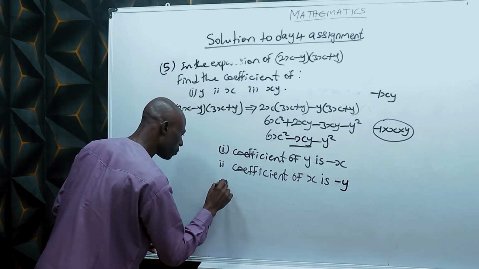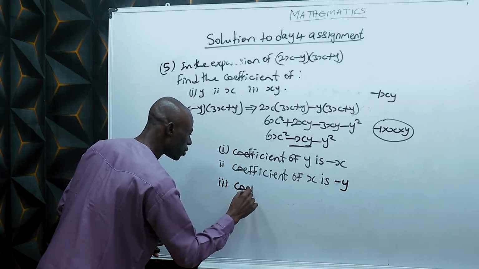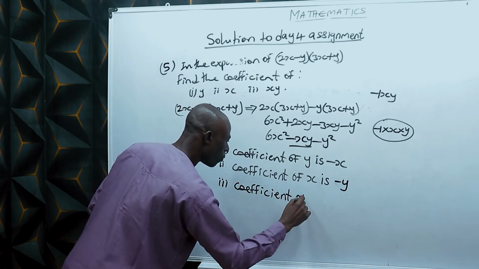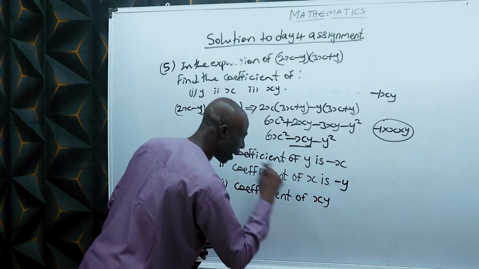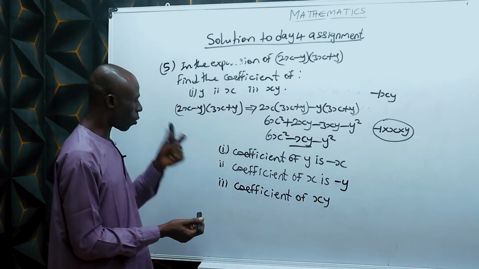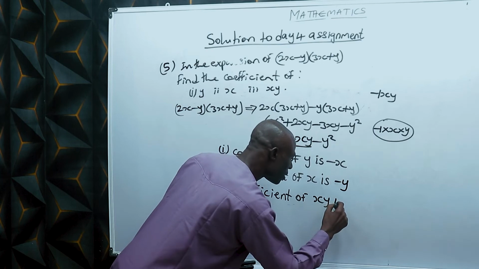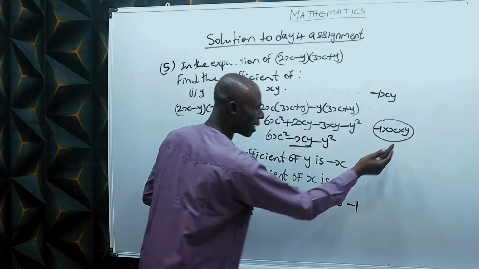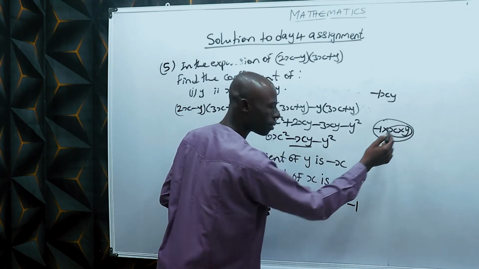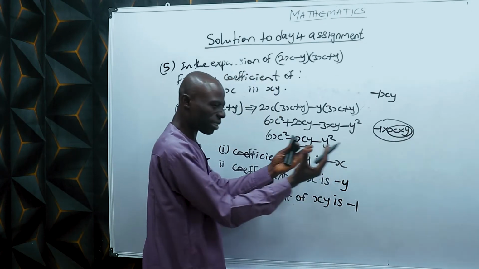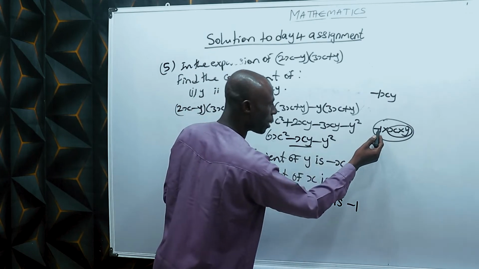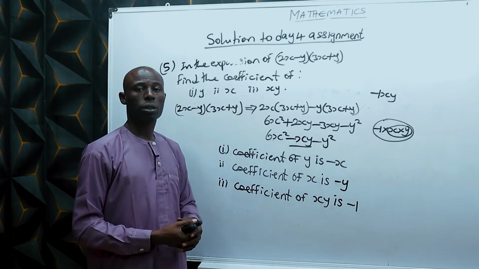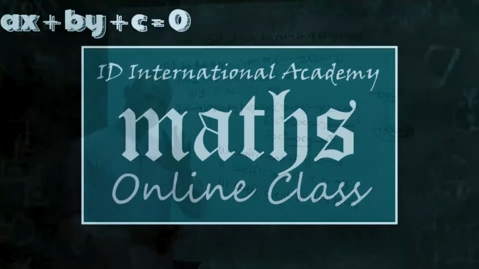Finally, Roman figure 3, coefficient of xy. Coefficient of xy is minus 1. Look at it again. Xy as an entity. What is having multiplicative attachment with xy? That is minus 1. That is the end of the solution to the assignment.